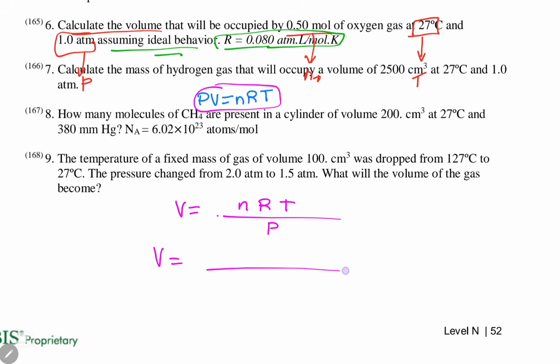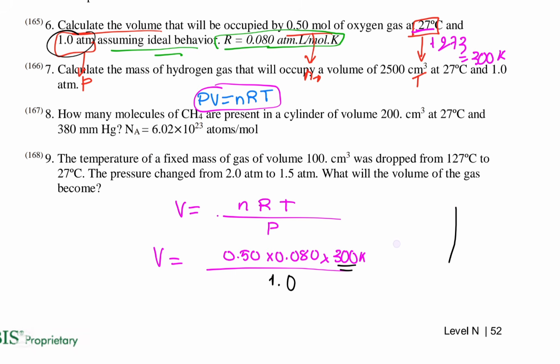So my volume would be equal to the number of moles, which is to 2 significant figures, times R, which is 0.080, which is to 2 significant figures, times the temperature. So it's going to be 27 plus 273, which is 300 Kelvin. Now, 300 Kelvin, initially it was to 2 significant figures. I don't know if this really affects it, because in the answer key it does not seem to affect it. Anyways, we'll move on. The pressure is what? It's to 2 significant figures because 1.0. Anyways, whatever answer I get, it needs to be to 2 significant figures.